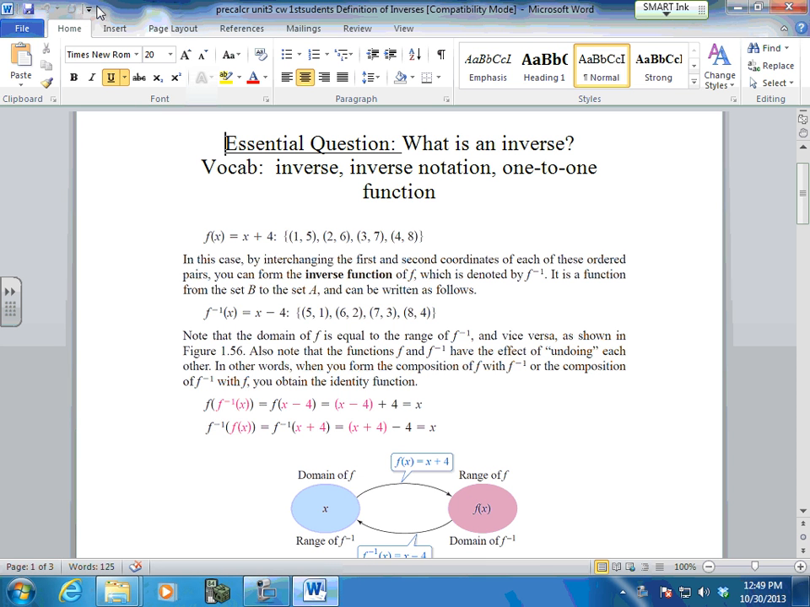All right, today, guys, we're going to talk about inverses. Now, you did inverses in Algebra 2. The most common ones were trig inverses. Remember when you said sine -1?